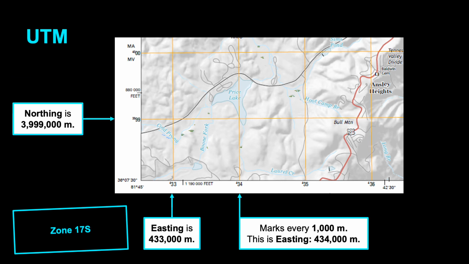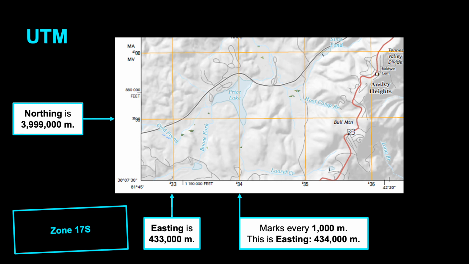Let's move on to identifying the universal transverse Mercator on our map. UTM is the easiest of the three to identify because of the distinct yellow grid lines that run across the map. Like with SPCS, we have northing and easting values for UTM. Northing values run horizontally, while easting values run vertically. You'll recall that UTM is also broken down into zones. This map is in Zone 17S.